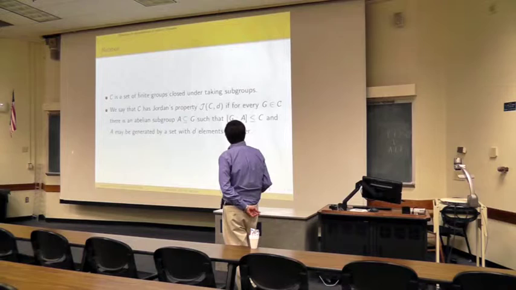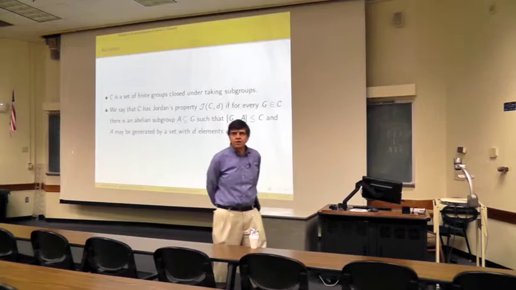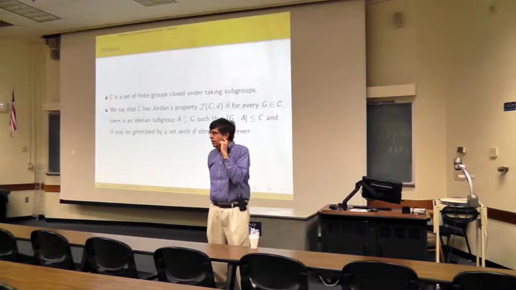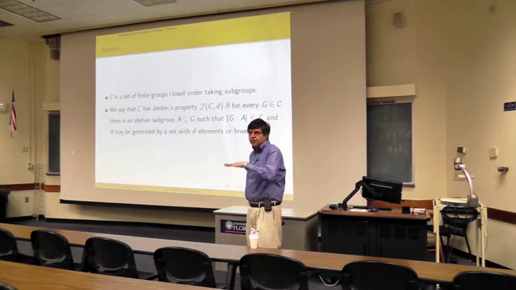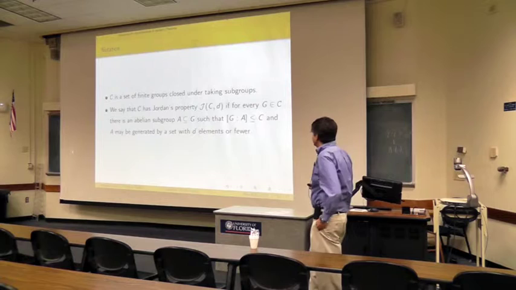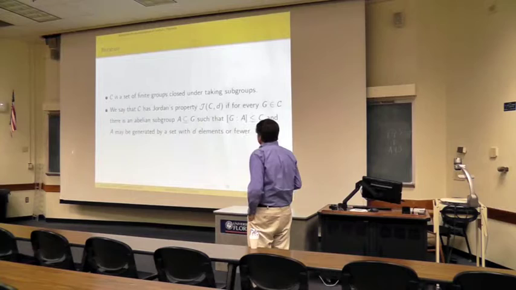So I'm putting not just the C, but also the number of generators. It is very easy to show in the case of the original Jordan case that the number of generators is bounded above by the dimension of the vector space. And in the other applications, it's similarly easy to show that if you have a finite abelian subgroup, the number of generators will be bounded by some function of the dimension of the space. So we put the C and then the D.